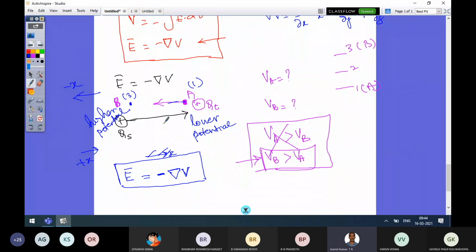That's why this story is applicable only if you are moving against the applied field. In this case, I think I didn't include this point. The source charge is a positive charge, and this test charge is a positive charge. So both will try to repel each other. There will be a repulsive force. It is like two repelling magnets.